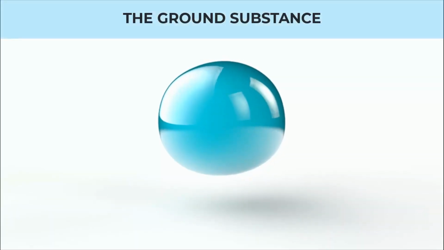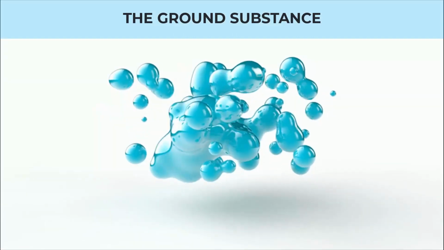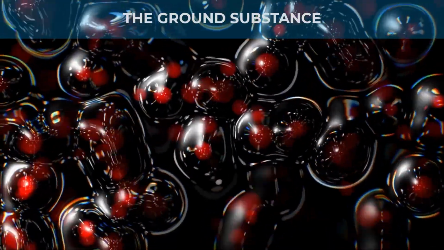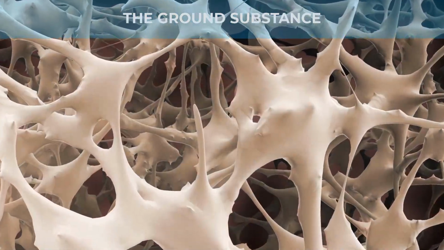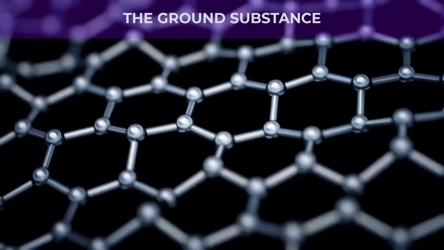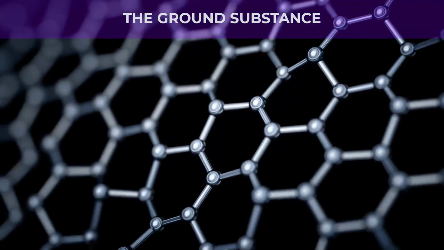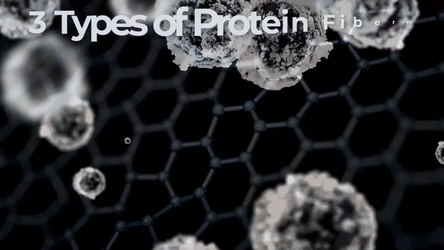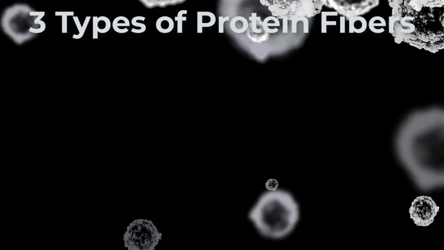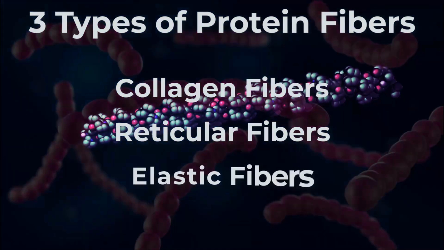The ground substance refers to the substance that surrounds the cells and fibers of the extracellular matrix. The ground substance is a thick or jelly-like substance, except for in bone, in which the ground substance is calcified. The matrix has a scaffolding made up of fibrous proteins that provide support for the connective tissue. There are three types of protein fibers that can be found in connective tissue: collagen fibers, reticular fibers, and elastic fibers.